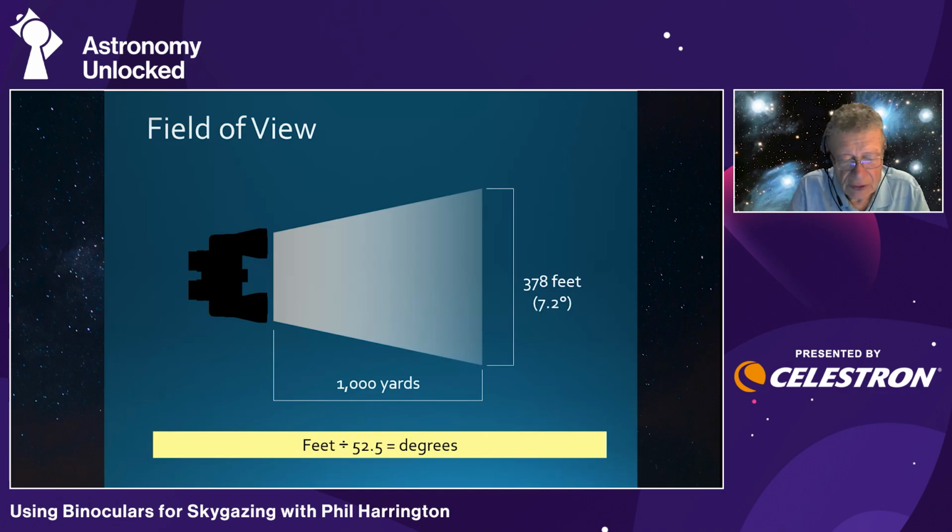Well, for astronomy, we're not looking for rulers. We're looking for how wide a piece of sky will fit into my binocular field. And so if your binocular has that expression, you simply take the number in feet and divide it by 52.5. And that'll give you the equivalent field of view in degrees. So for instance, in this case, 378 divided by 52.5 will yield a 7.2 degree field of view.